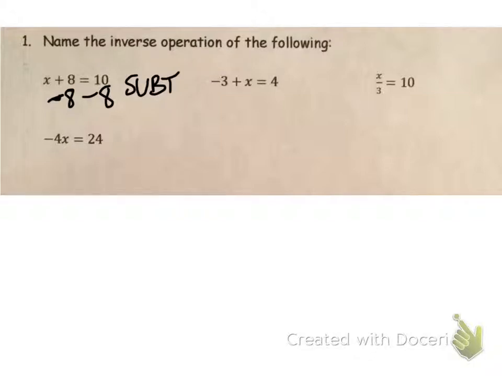Next we have that -3 plus the x. Since they're added or subtracted together, we need to do an adding or subtracting opposite, and we would get rid of a -3 by adding 3. So adding would be our second answer.